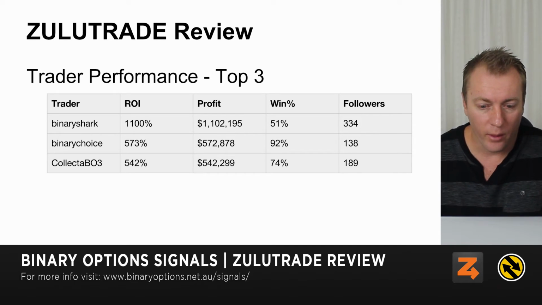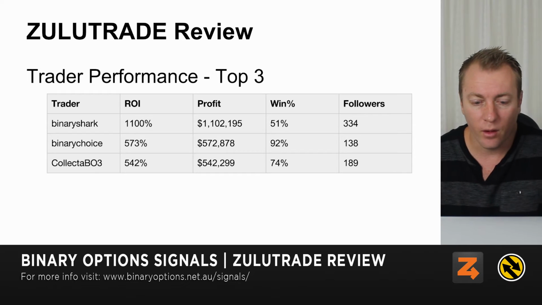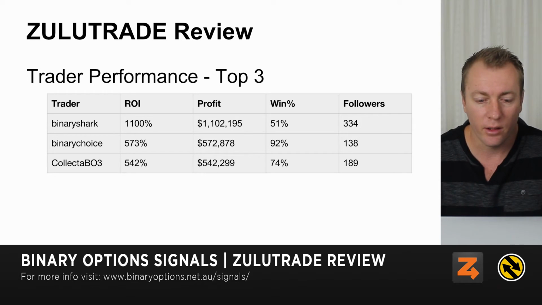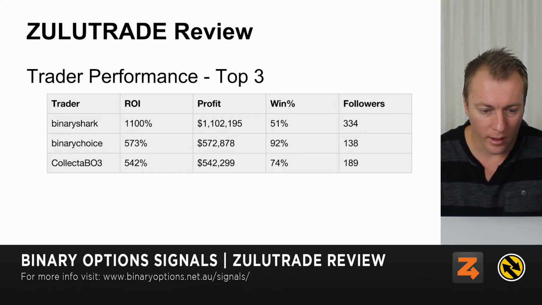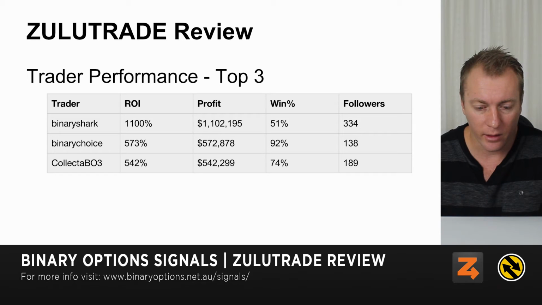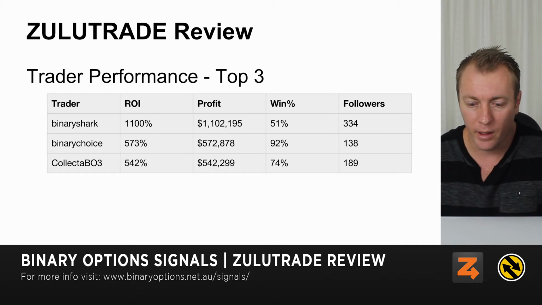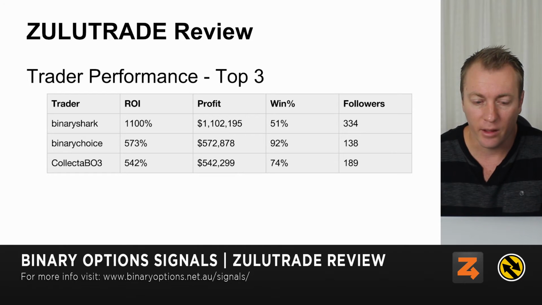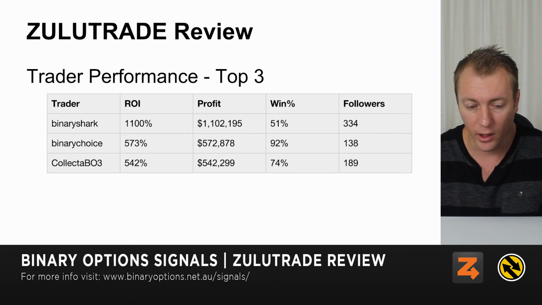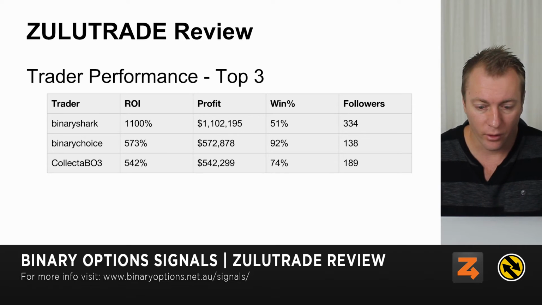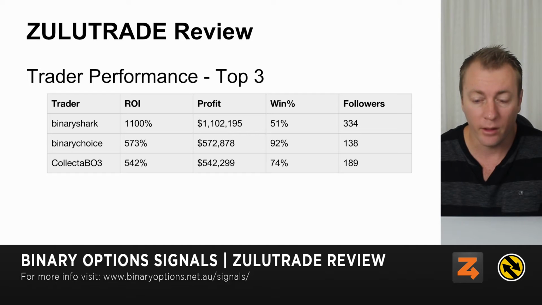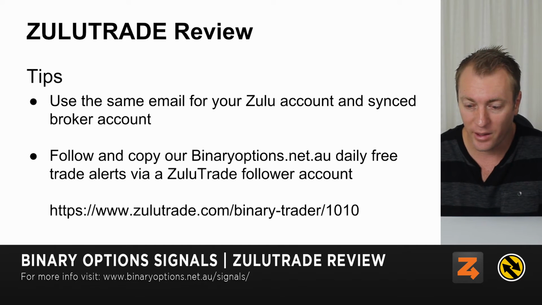So moving on to some performance of the actual traders that you can potentially follow. Here I've listed the top 3. You see the number 1 is Binary Shark. He has obviously a massive return on investment at the moment, and he's profited already on his own account by $1 million, and he's got the highest number of followers. Then there's Binary Choice, who's profited $500,000 on his own trading, has a very high percentage of 92%, and has 100 followers.